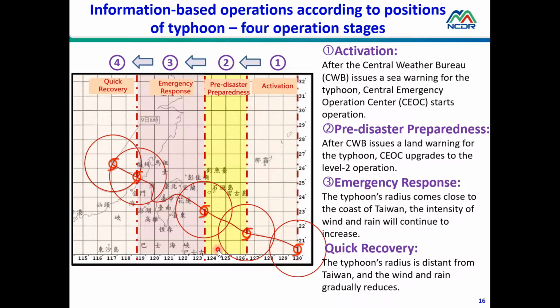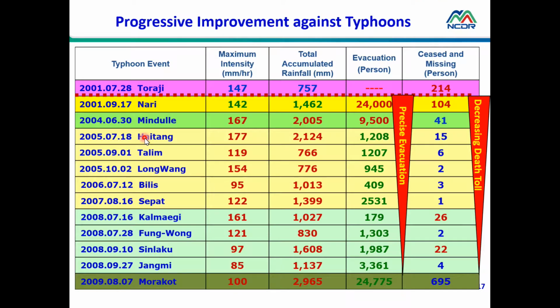The sequence in Taiwan is kind of reverse to the Western style. Our operation level goes from level 3 to level 2 to level 1. Level 1 means the most urgent one. So when the typhoon radius comes close to the coast of Taiwan, the intensity of rain and wind will continue to increase. So after that, phase 3, we call it emergency response. Then after the typhoon leaves Taiwan is the quick recovery phase. So we divide our operation into 4 stages.